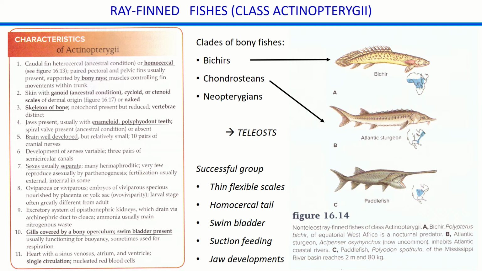Semicircular canals, that's not serious. Sexes are usually separate. Guys, this is important. Okay, these are some later developments, but some are hermaphroditic. Remember we spoke about this before? The male and female sexual reproductive organs in the same organism. Very few reproduce asexually, but parthenogenesis is a process where, because they have both male and female organs in the same organism, they can produce offspring themselves without needing another partner. You understand that? It's very rare.